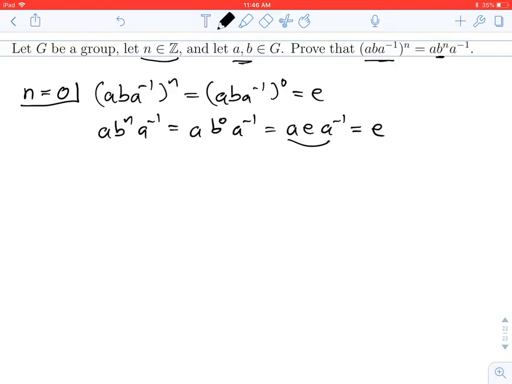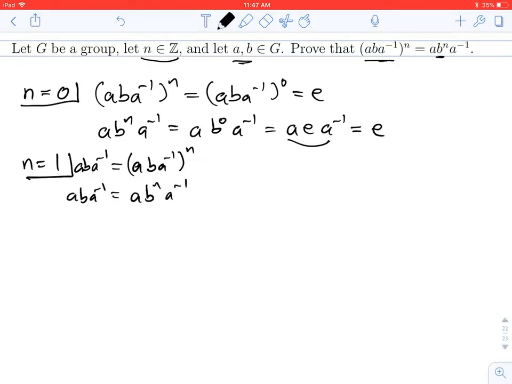When n is equal to 1, well, ABA inverse to the n is just ABA inverse. And A B to the n A inverse is just A B A inverse. So yeah, they're equal to each other. So that's the easy case. All right, well, that's the base for our induction. So let's do induction on n.